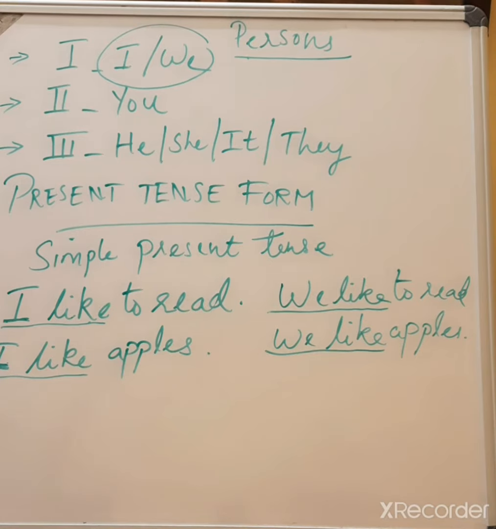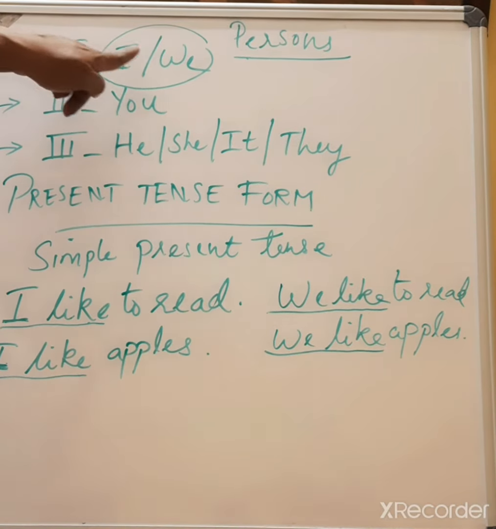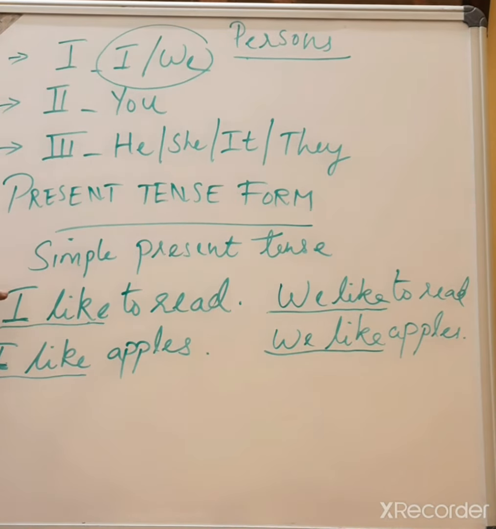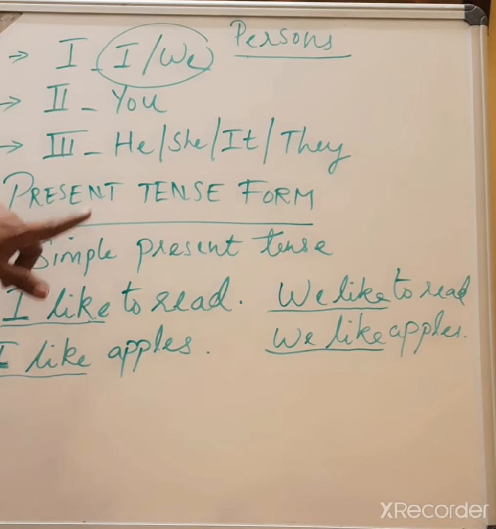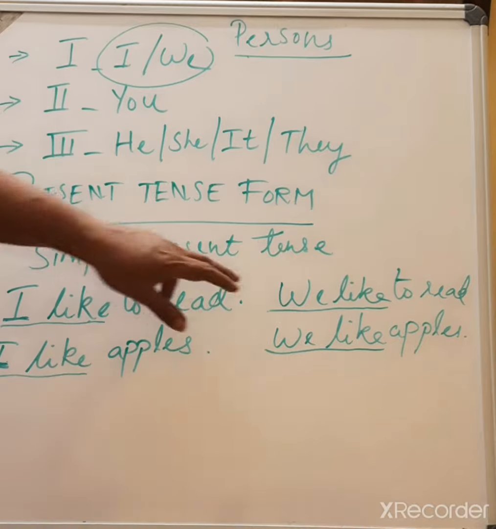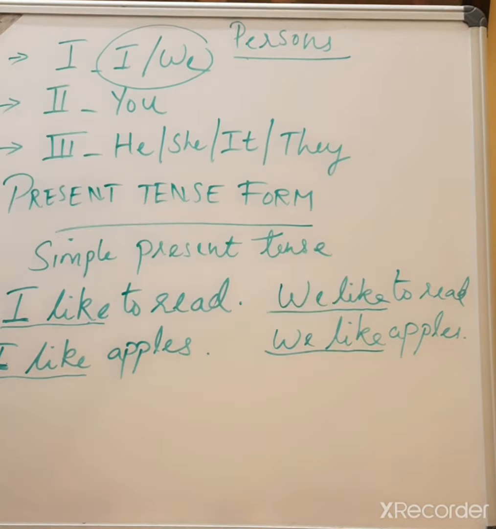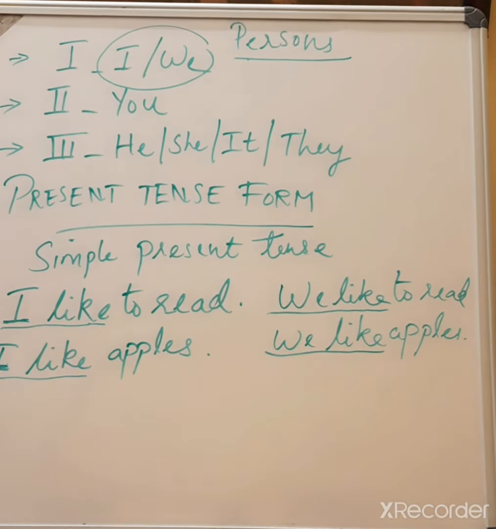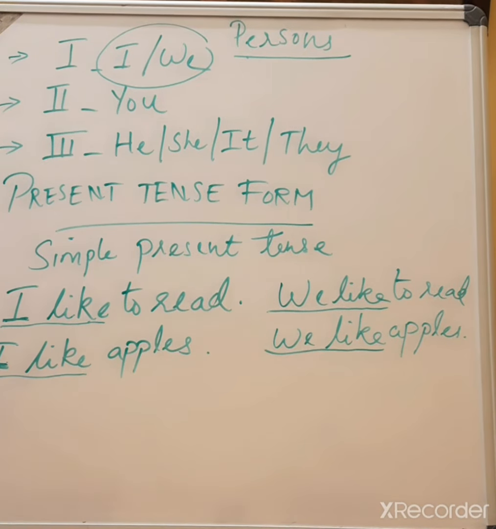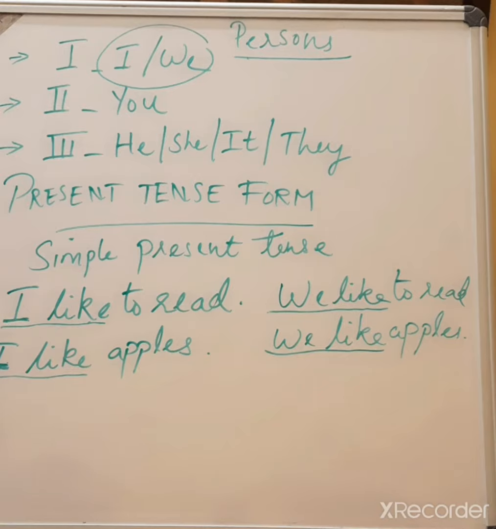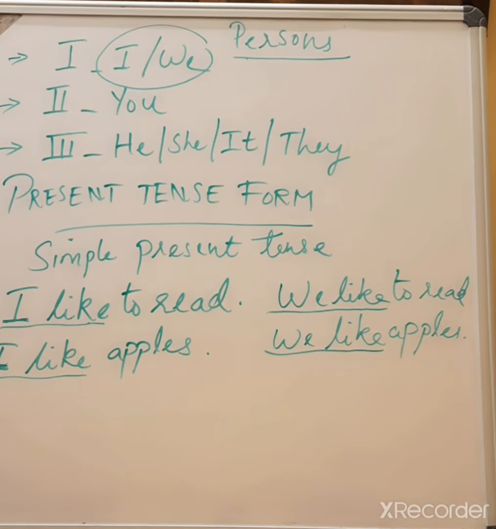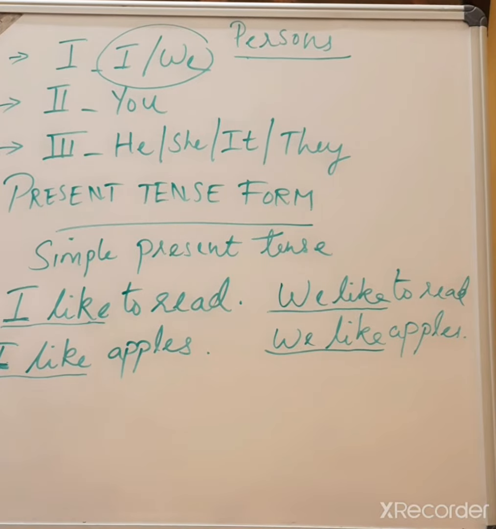What did we learn? First person, I, we, the subject I agrees with a plural verb. I like to read or we like to read. This is the simple present tense. I hope it is clear to you. In our next segment, we will look at the other forms of the present tense with respect to the first person.